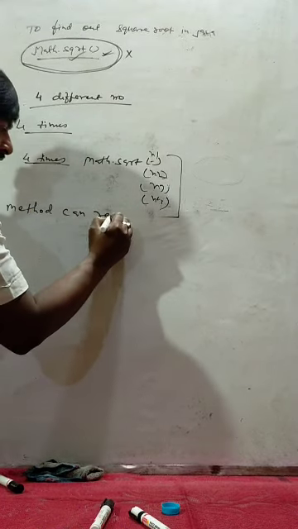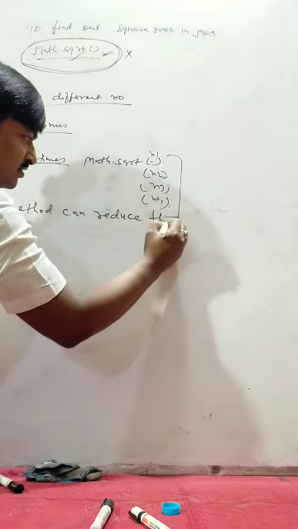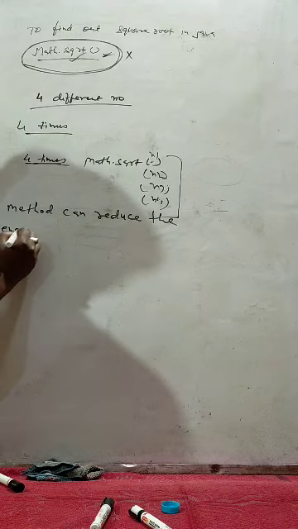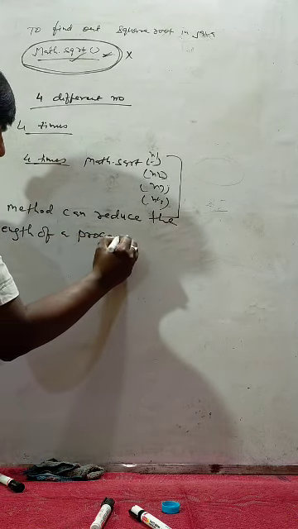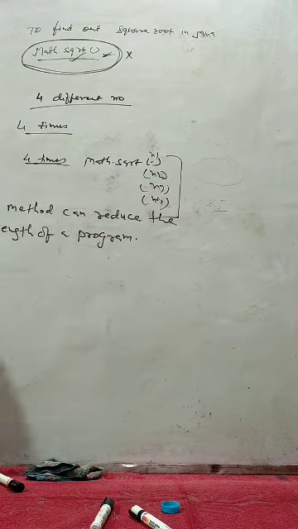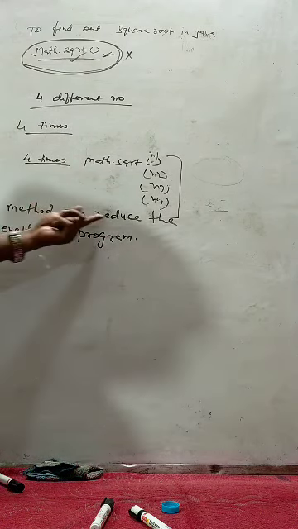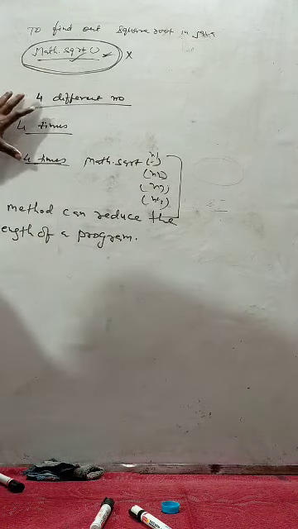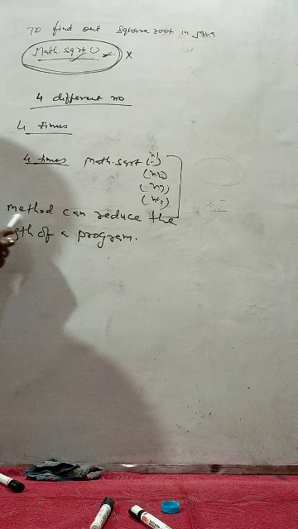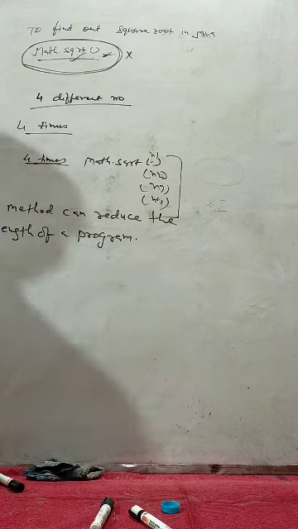a method can reduce the length of a program. Got it? This is the example. A method can reduce the length of a program. You don't have to write all these things. This is for your understanding. A method can reduce the length of a program.